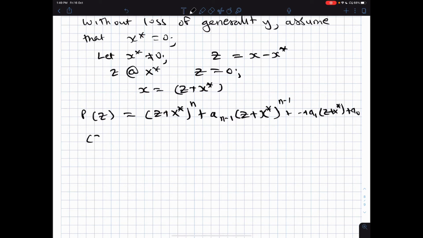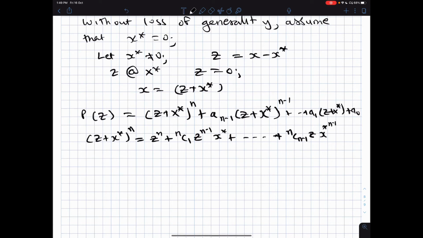Now you can apply binomial expansion to this term. So this is going to be z to the power n, plus nC1 z to the power n minus 1 times x star, and so on up to nC(n minus 1) z x star to the power n minus 1, plus the last term, which will be x star to the power n. This is an nth degree monic polynomial.